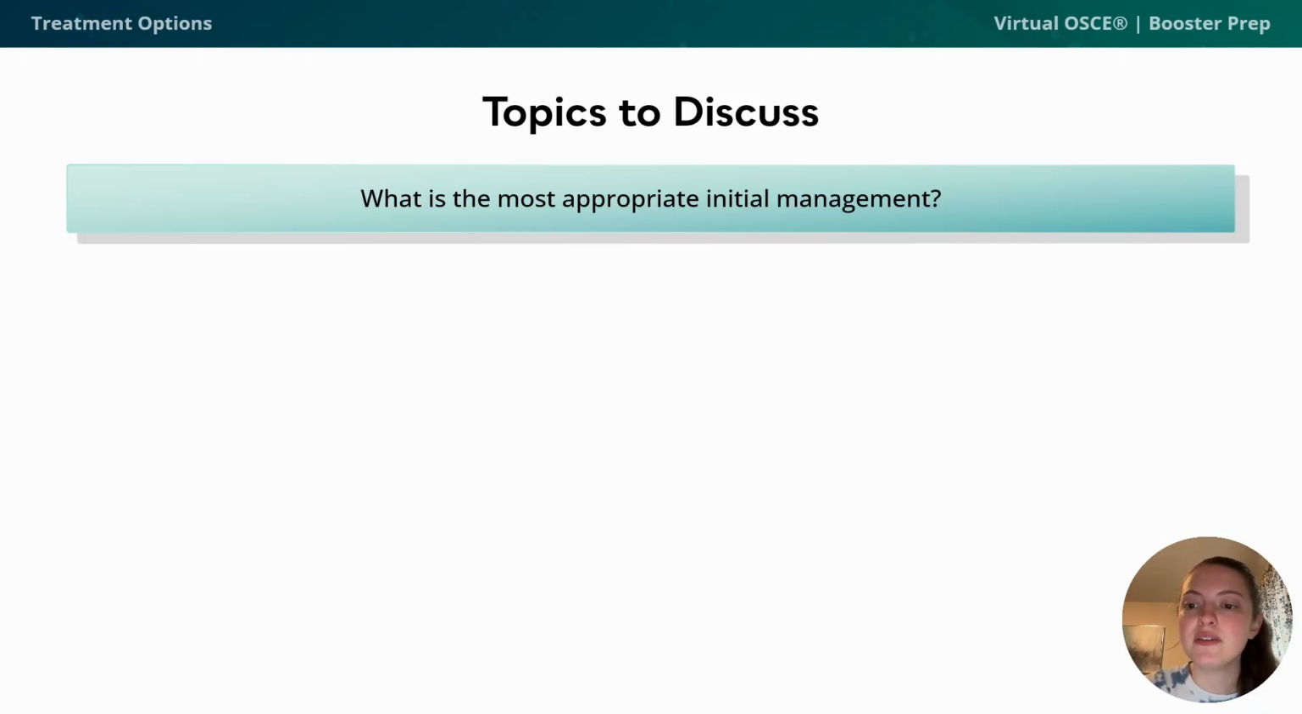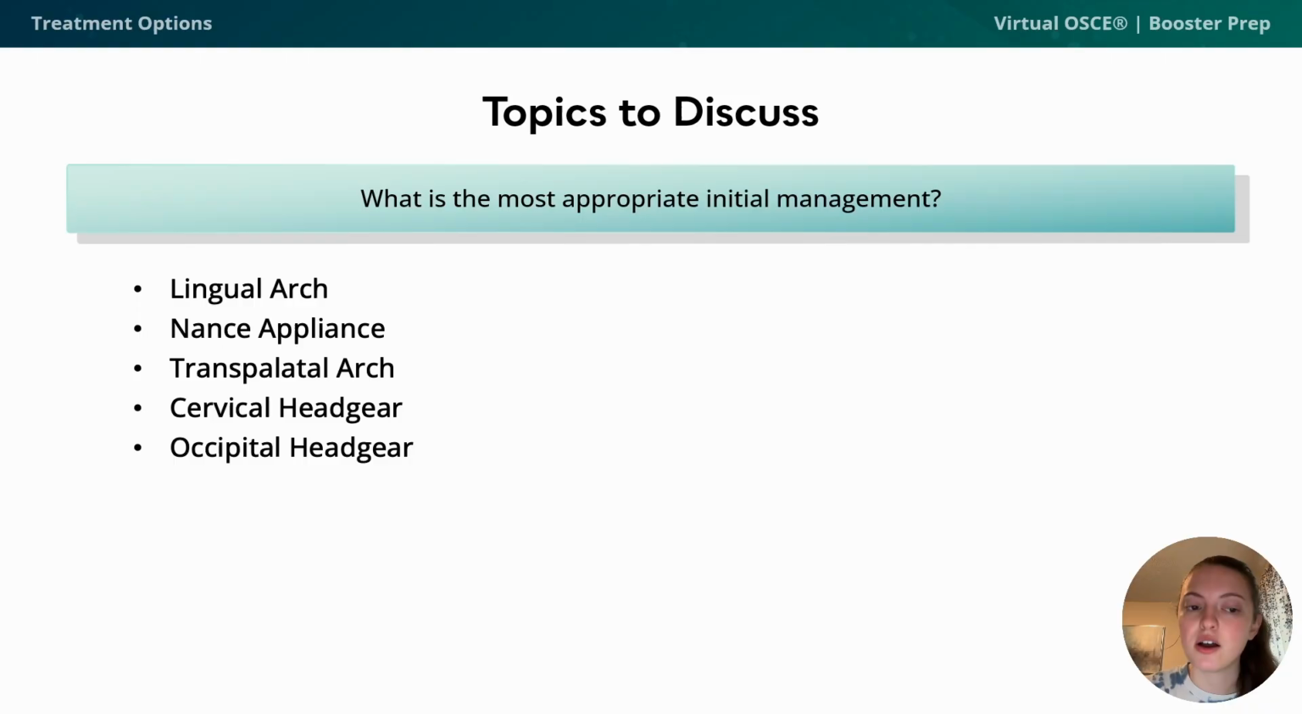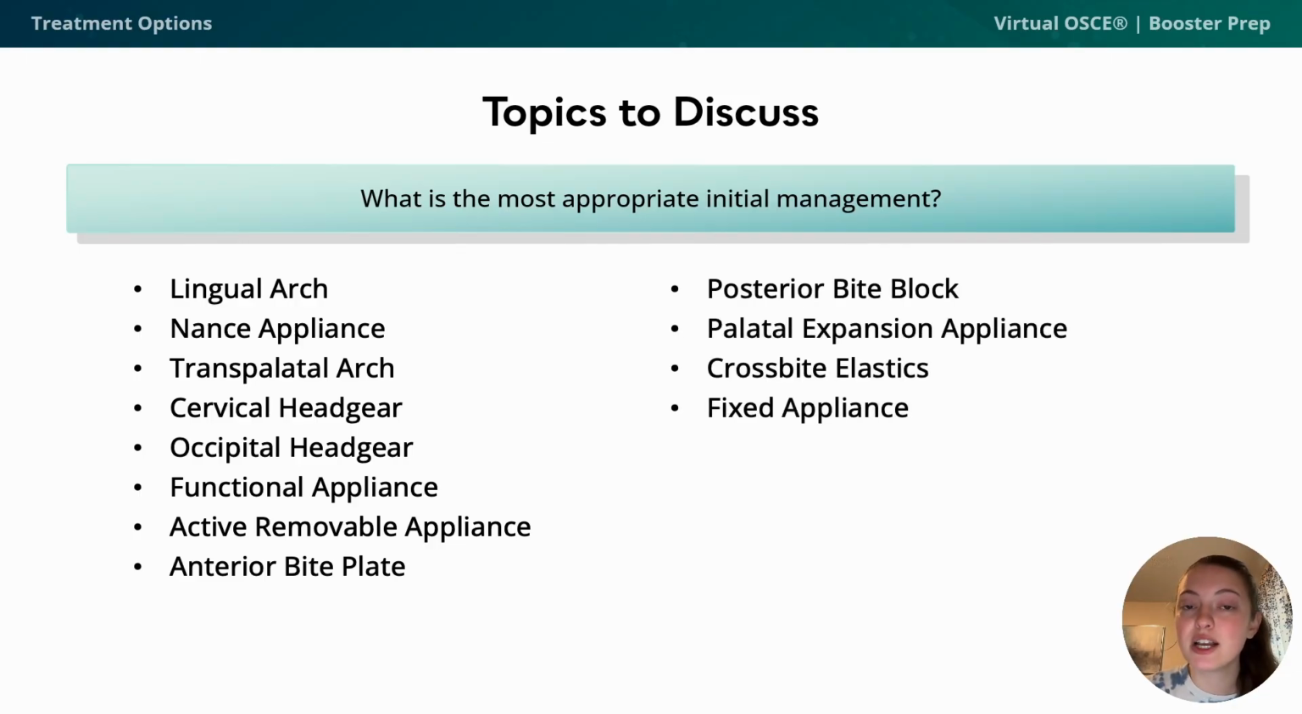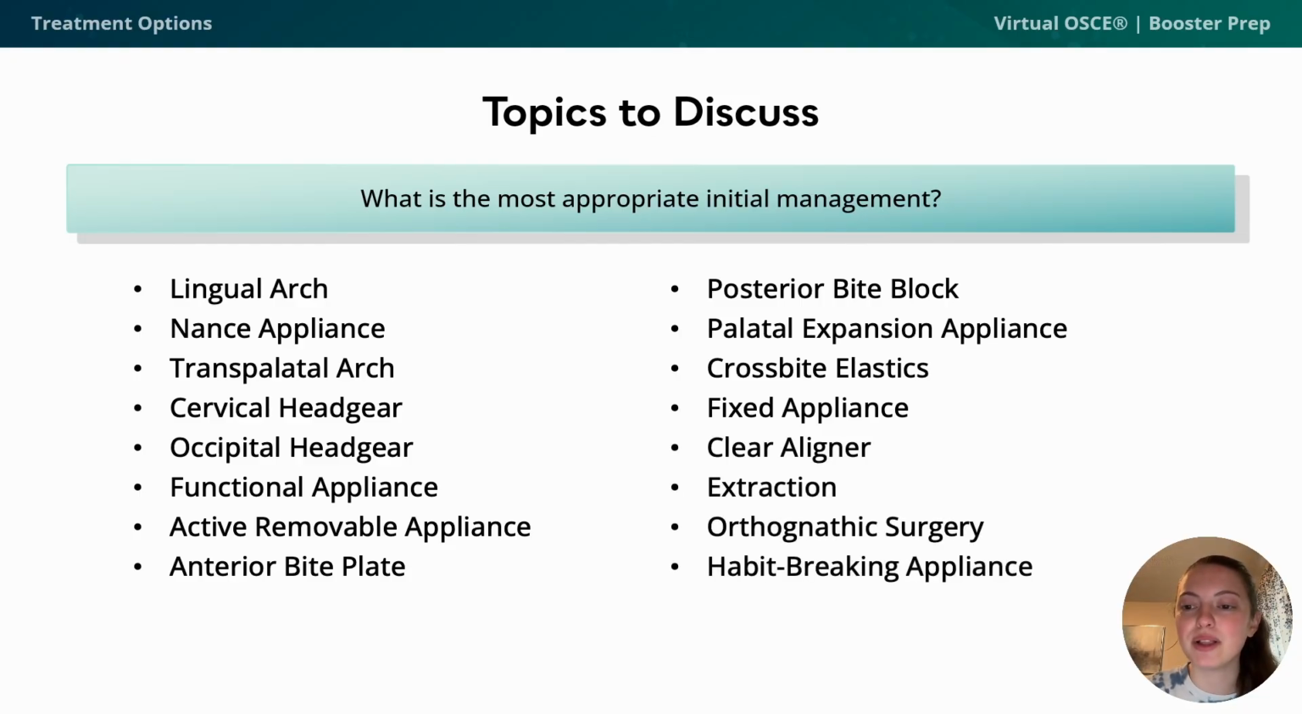You're basically going to be given clues or indicators with each patient that should point you to the best initial management option. The treatment options we'll go over today include the Lingual Arch, the Nance Appliance, the Transpalatal Arch, Cervical Headgear, Occipital Headgear, functional appliances, active removable appliances, anterior bite planes, posterior bite blocks, palatal expansion appliances, crossbite elastics, fixed appliances, clear aligners, extractions, orthognathic surgery, and habit-breaking appliances. So it's definitely quite the list, but once we start to break each one down, it becomes much more manageable. So let's go ahead and get started with our first option, the Lingual Arch.